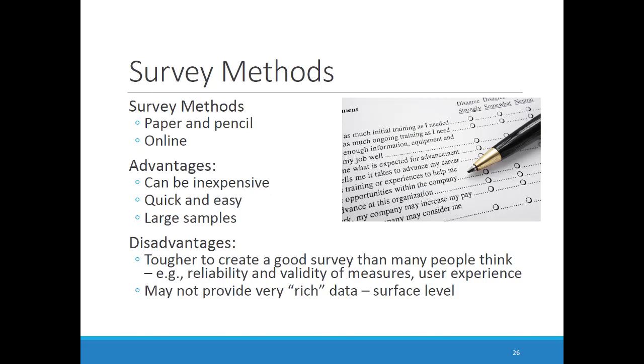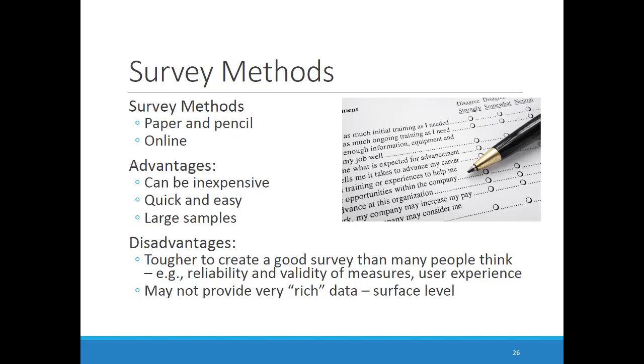Survey methods, like I mentioned, could be paper and pencil or online. Some advantages of surveys are that they are inexpensive generally, they are quick and easy, and you can get large samples relatively quickly. So if you create an online survey using software, for instance, Qualtrics is a type of software that we use to conduct online surveys, you can send that to many people and get many responses very quickly.